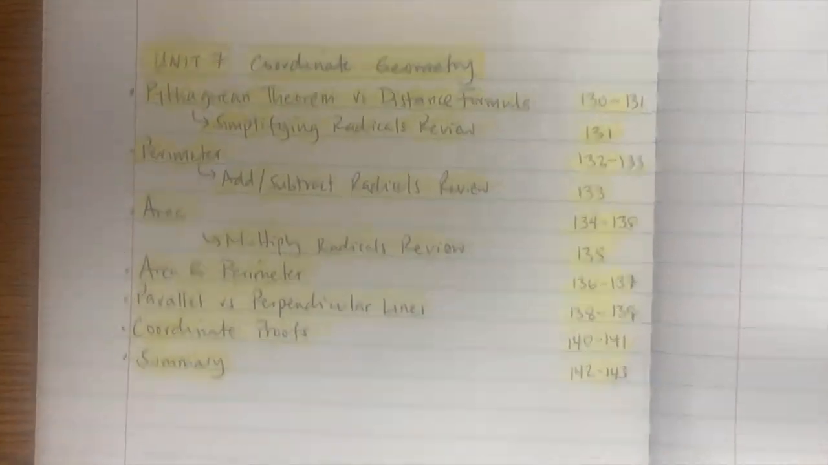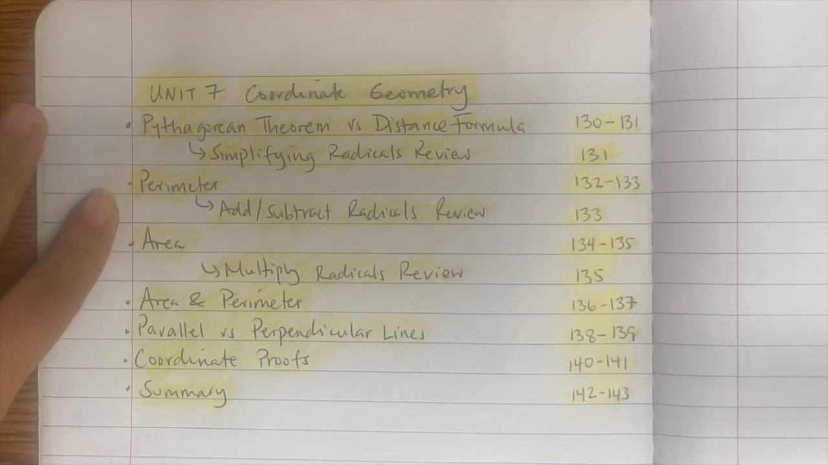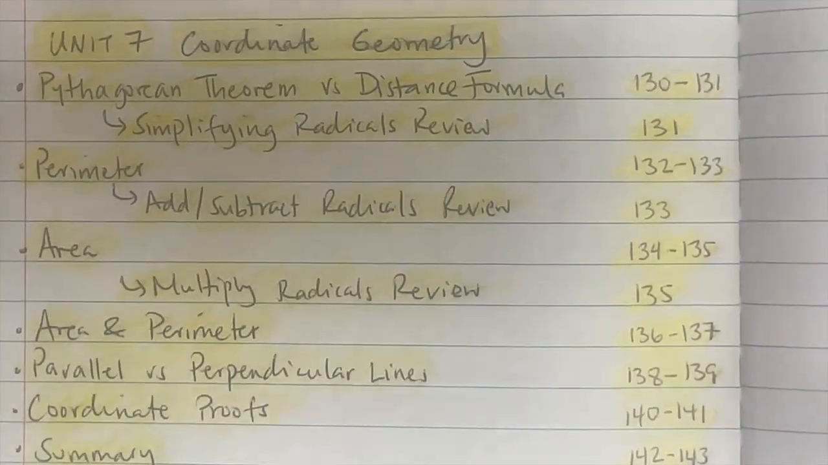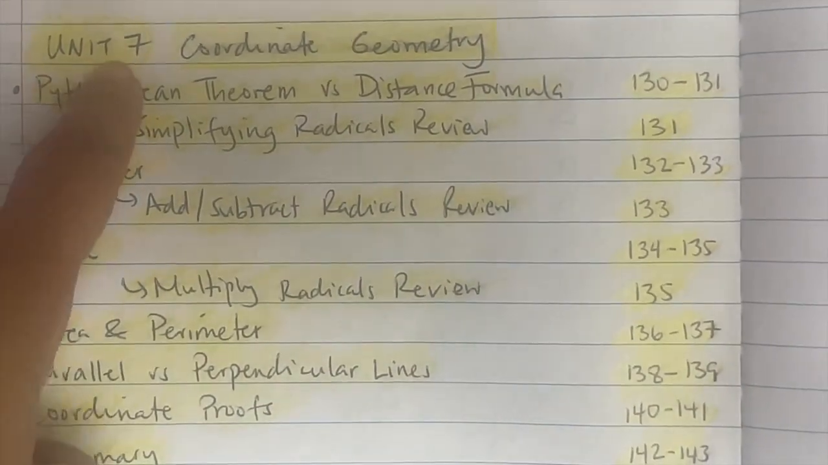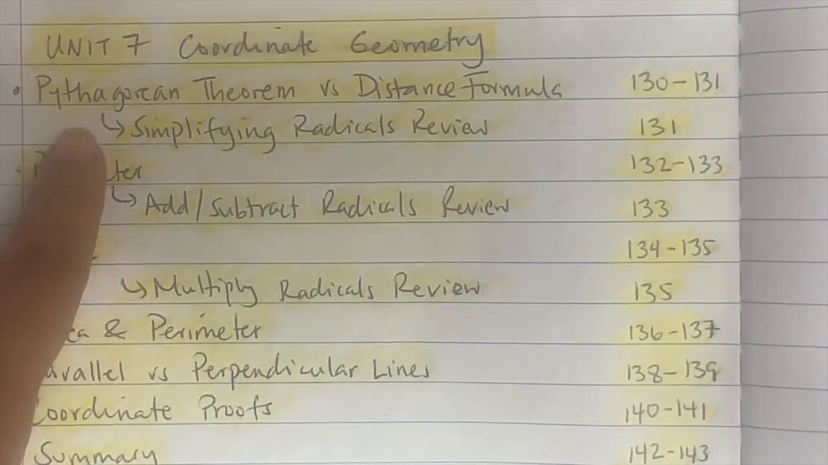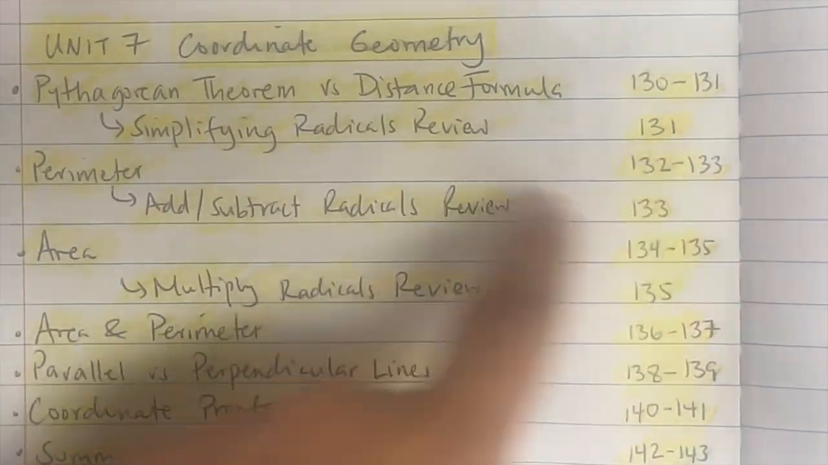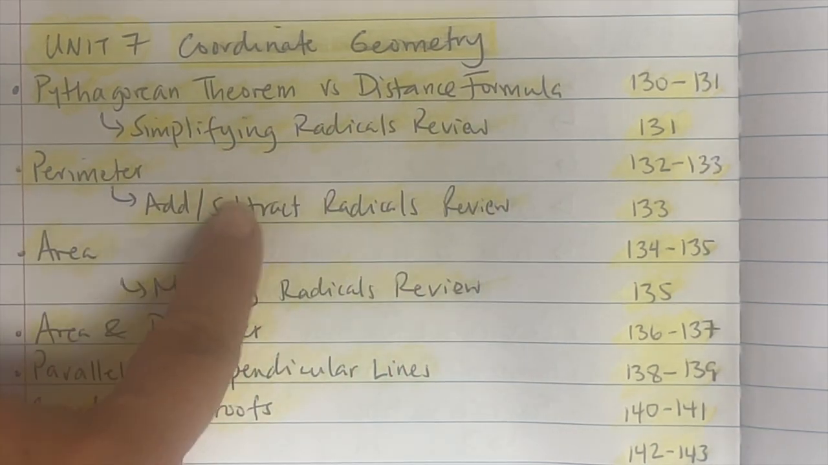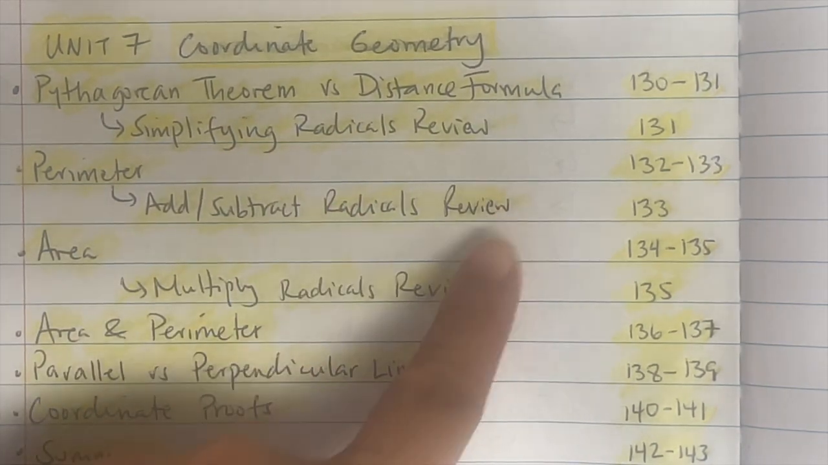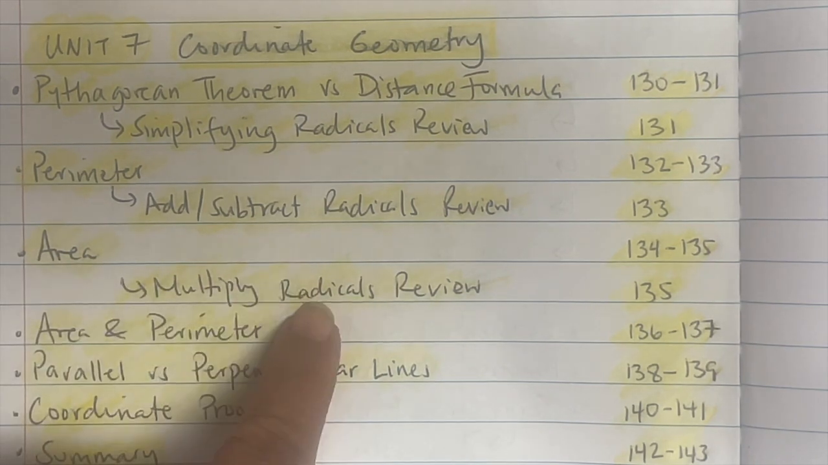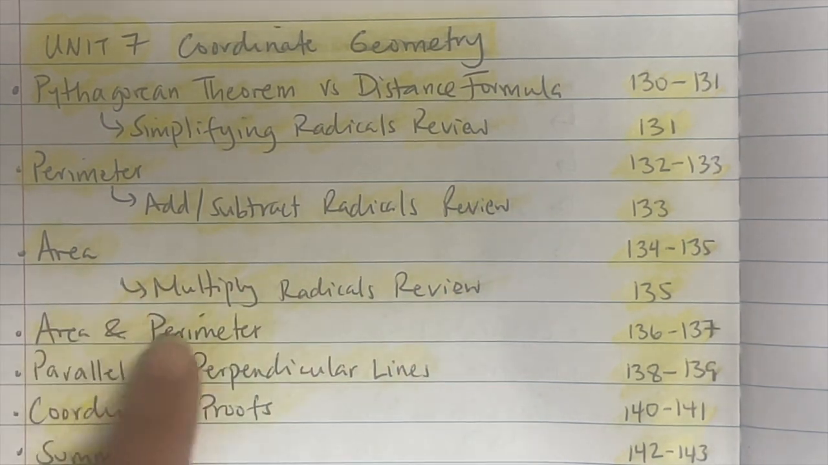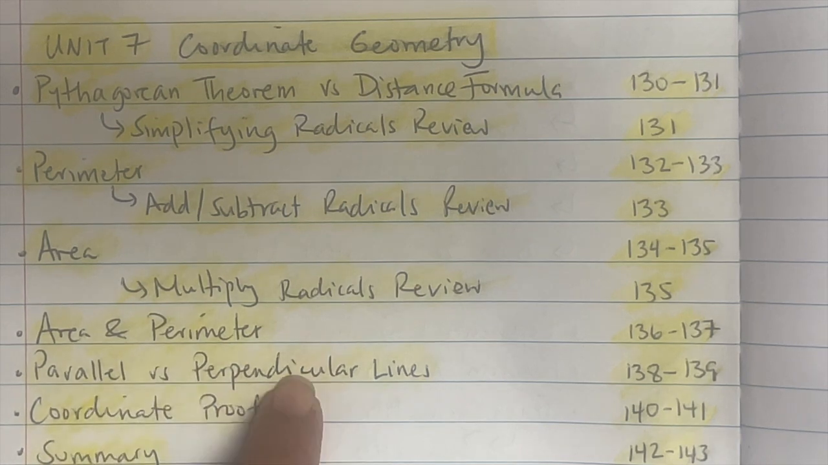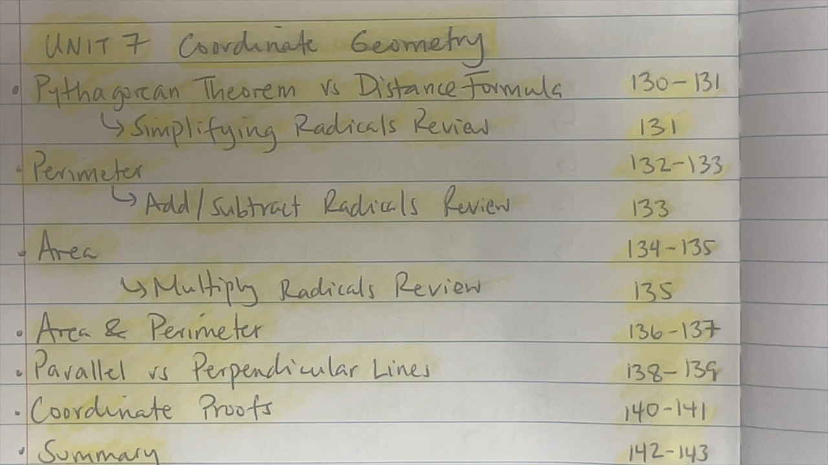All right, guys, we're going to go ahead and do Unit 7. Please pause the video and copy this down. This says Unit 7, Coordinate Geometry: Pythagorean Theorem versus Distance Formula, Simplifying Radicals Review, Perimeter, Add/Subtract Radicals Review, Area, Multiply Radicals Review, Area and Perimeter, Parallel versus Perpendicular Lines, Coordinate Proofs, and a Summary.